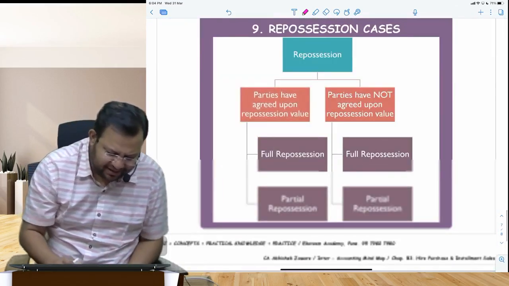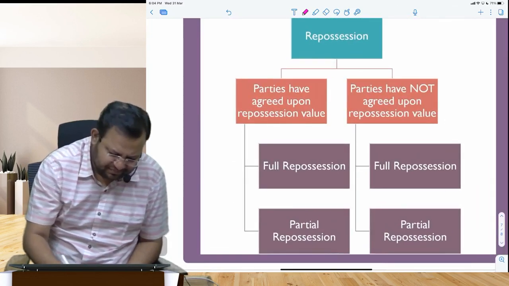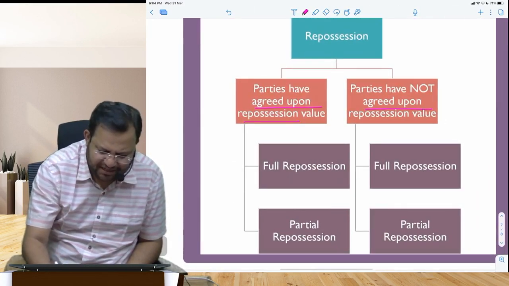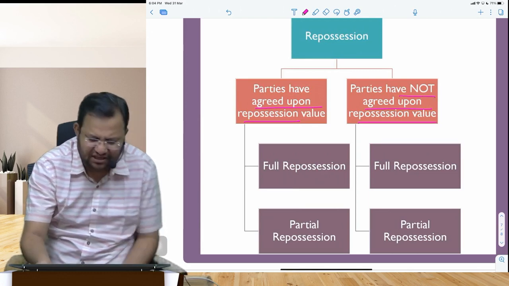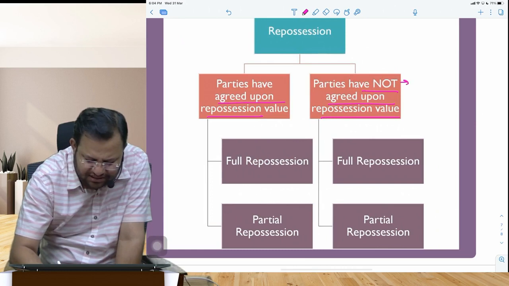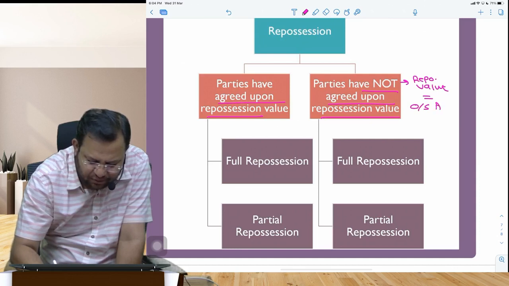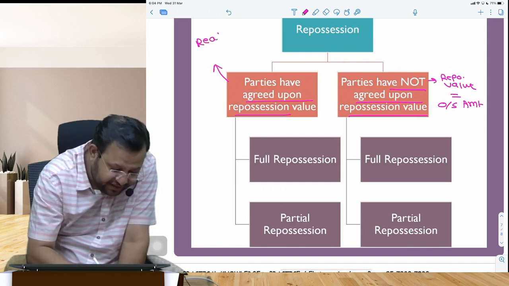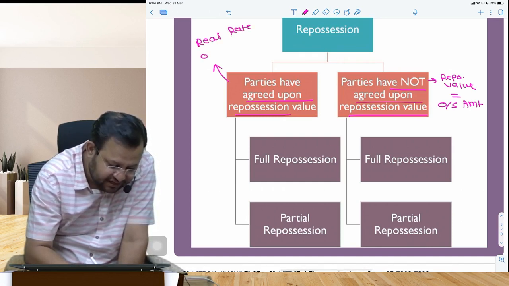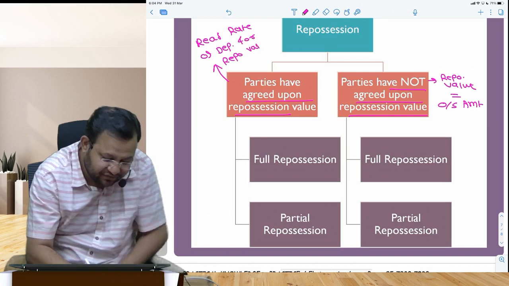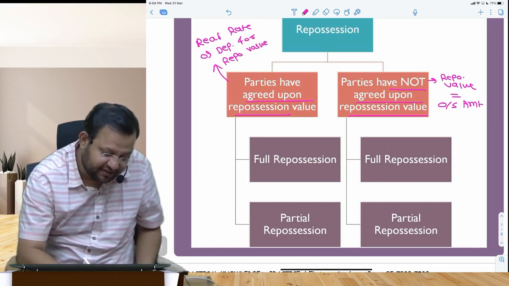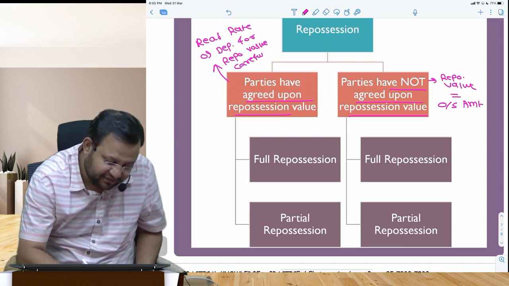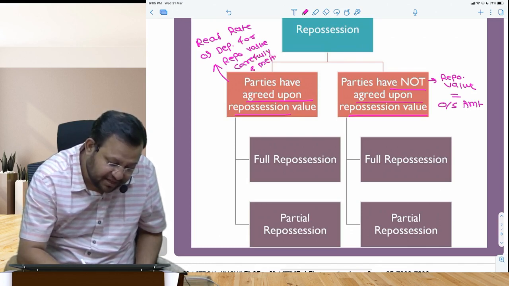So repossession can be either parties have agreed upon repossession value or parties have not agreed upon repossession value. This is illogical. If they do not agree on repossession value, what is assumption? Our assumption is repossession value is equal to outstanding amount. If parties have agreed upon repossession value, read rate of depreciation carefully. Read rate of depreciation for repossession value carefully, and the method also, because the method may be different.